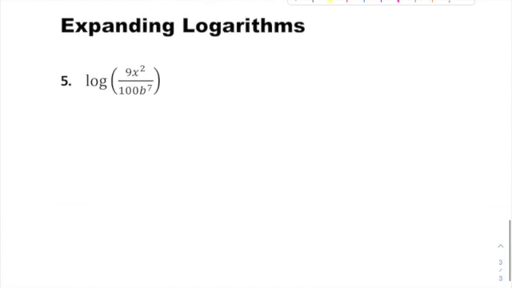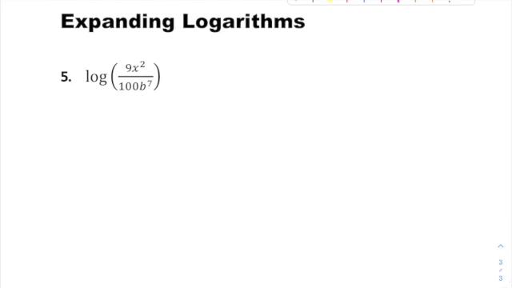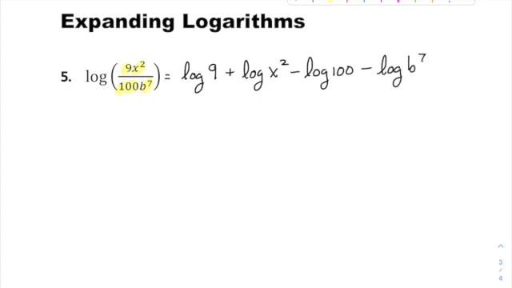And the last problem I got for you here, the log of 9x squared divided by 100b to the 7th. So how many logs am I going to make here? I'm going to make 1 for the coefficient of 9, 1 for the x squared, 1 for the 100, and 1 for the b to the 7th. I'm going to make 4 logs here. So this is going to be, everything up top is a positive log. Log of 9 plus log of x squared. Everything in the denominator that I'm dividing by, that's a negative log, right? Minus log of 100 minus log of b to the 7th.